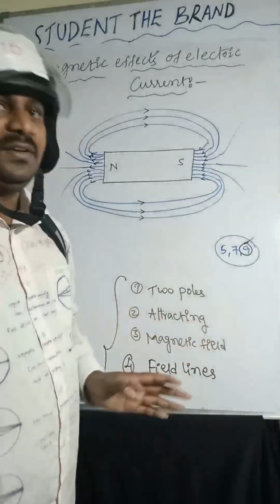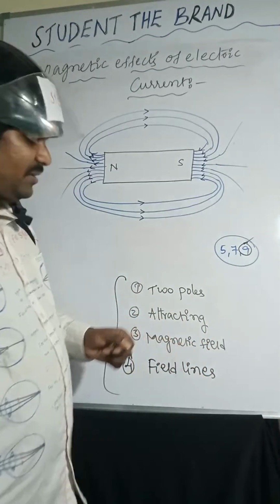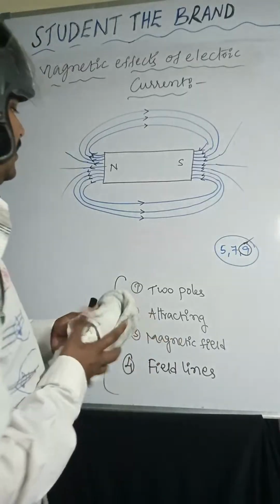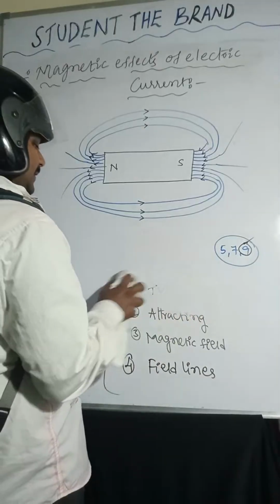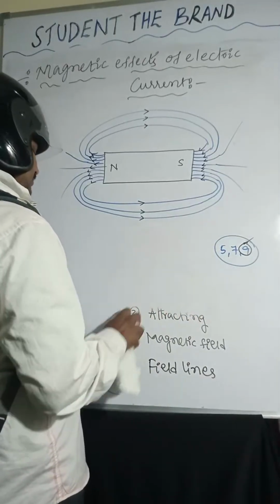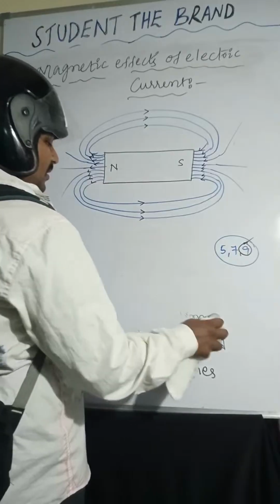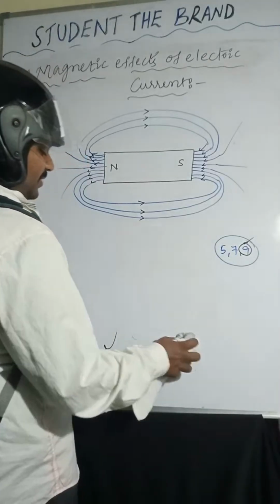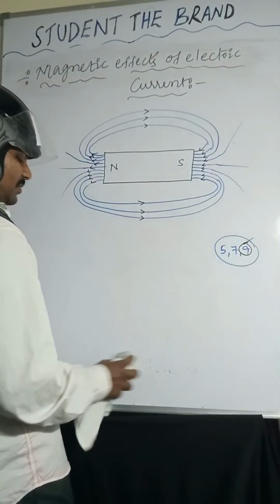Properties of magnetic field lines. Right? Yes. And now, the right hand thumb rule, which I already explained, tells how to identify the magnetic field direction.